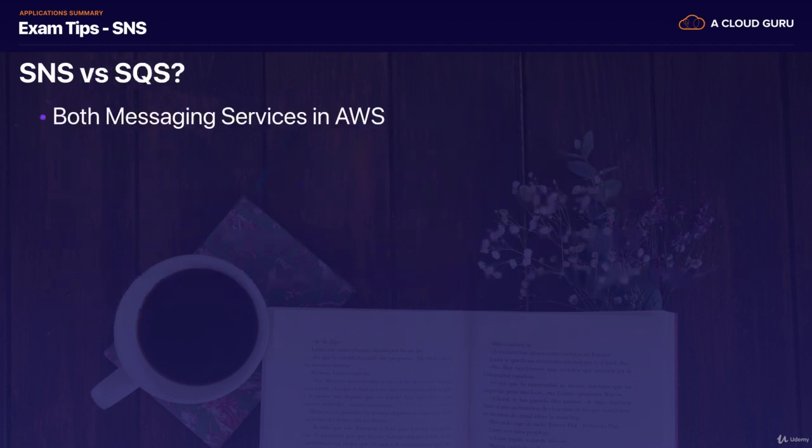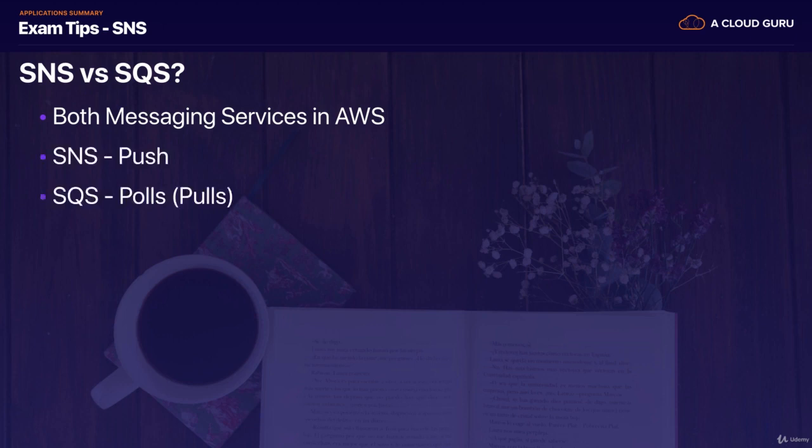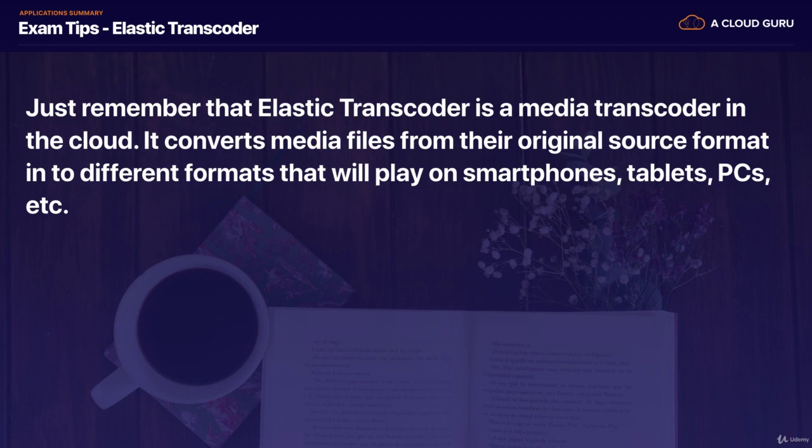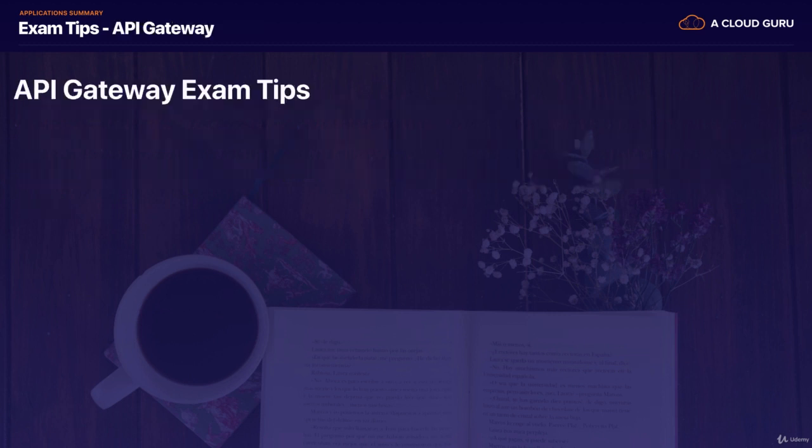And then just like I said, remember SNS versus SQS. They're both messaging services in AWS, but SNS is push. SQS is pull or polls. Your EC2 instances poll the SQS queue. Moving on to Elastic Transcoder, it's really simple. Just remember that it's a media transcoder in the cloud. It converts your media files from their original source format into different formats that will play on smartphones, tablets, PCs, etc. Then API Gateway, I appreciate that this was quite high level.